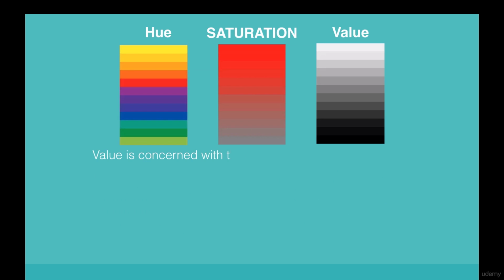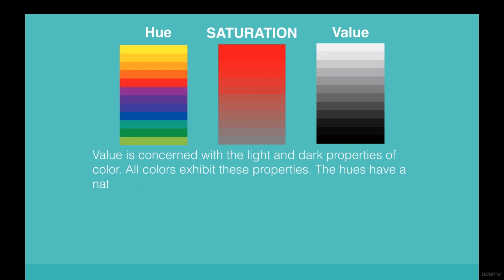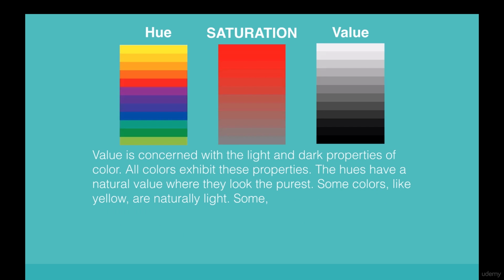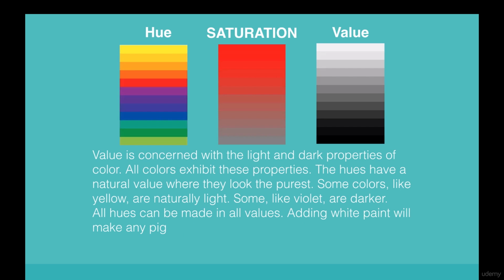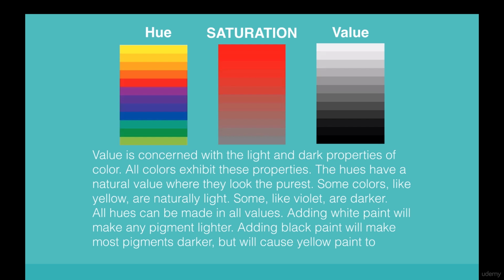Value. Value is concerned with the light and dark properties of color. All colors exhibit these properties. The hues have a natural value where they look the purest. Some colors, like yellow, are naturally light. Some, like violet, are darker. All hues can be made in all values.